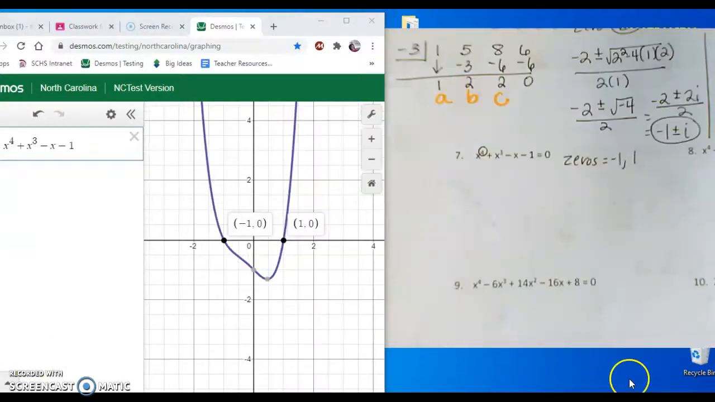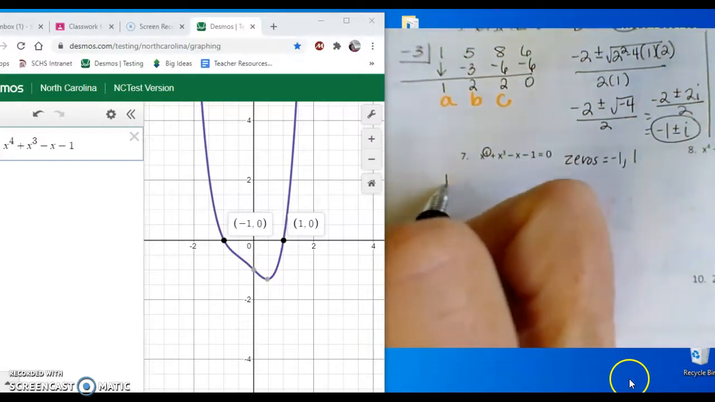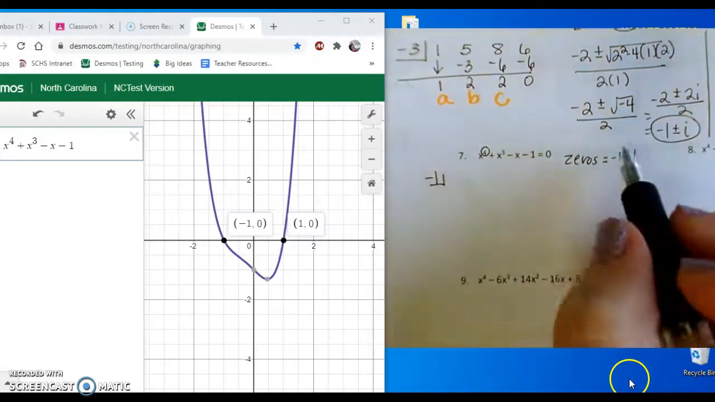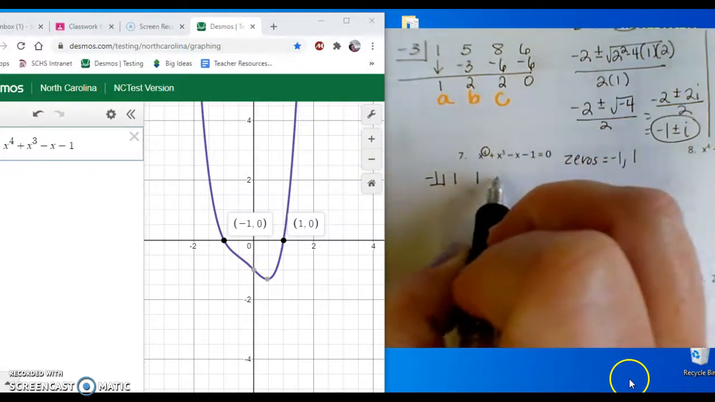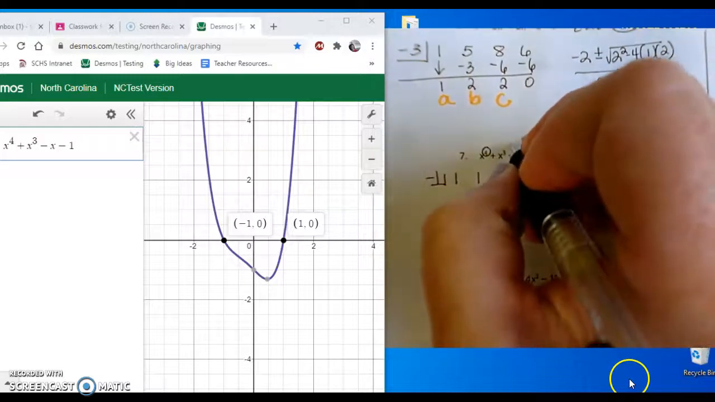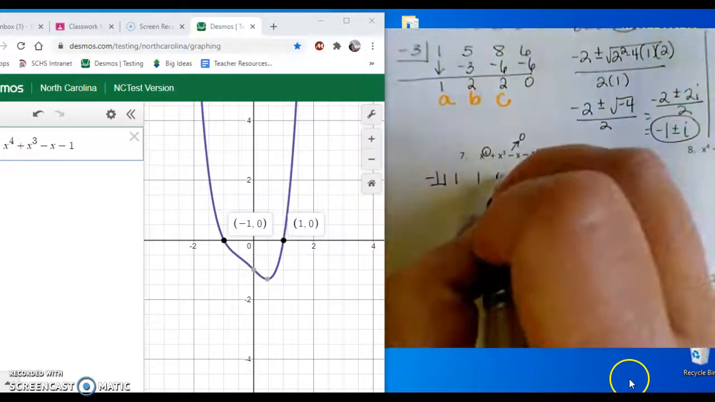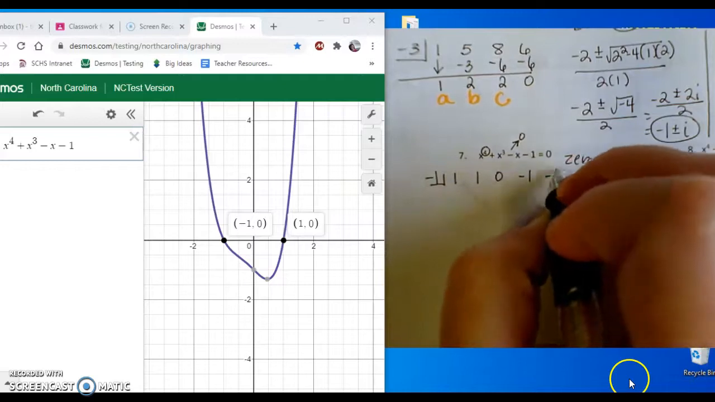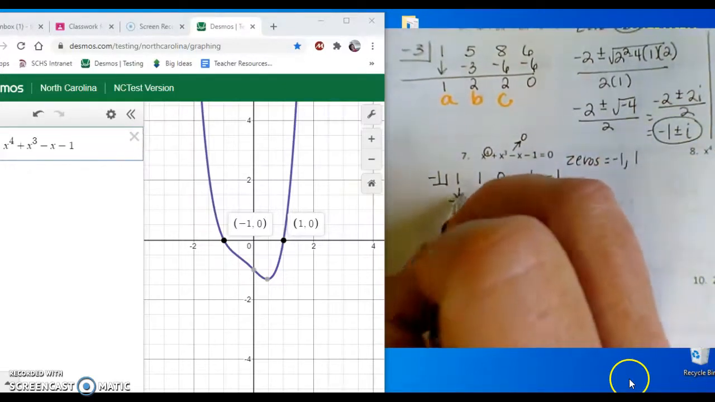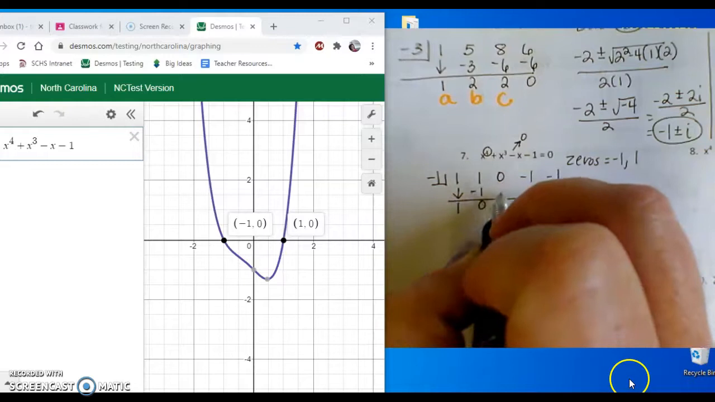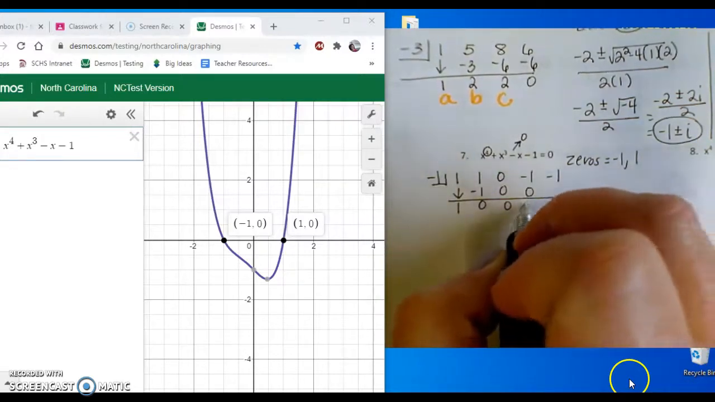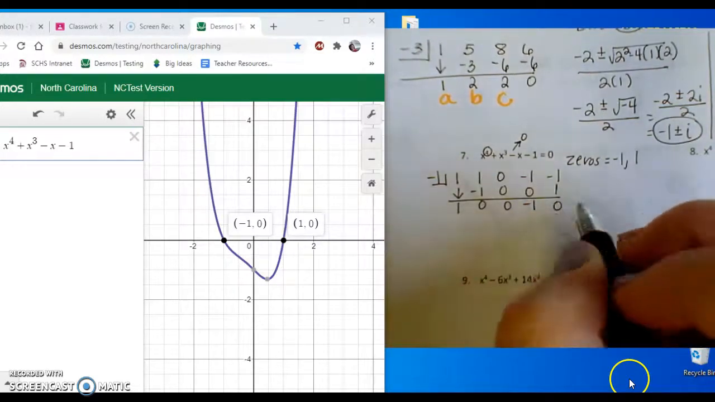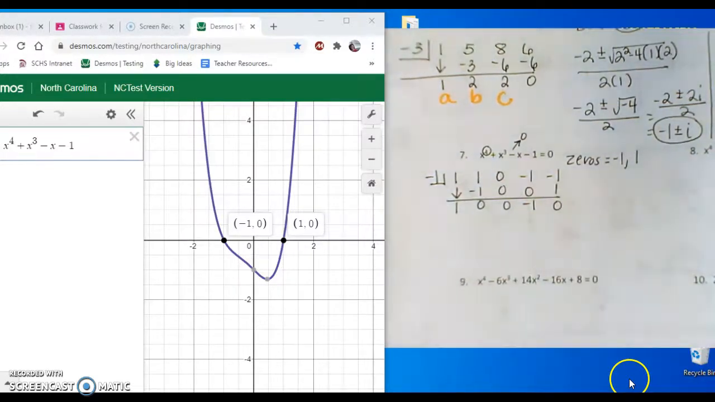So because we have 2 zeros, and because we're supposed to have 4, we're going to divide twice. So we start with -1, or 1. It really doesn't matter which one you start with. Put up all your numbers. Notice we're missing the x squared term, so we're going to put a 0 right there. Okay, we're going to divide. Got a remainder of 0, so that's good.